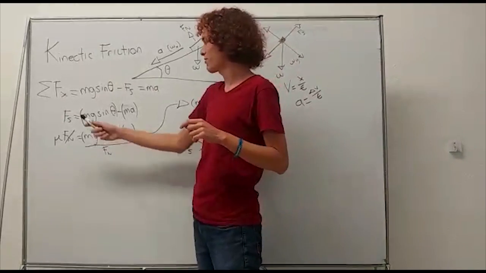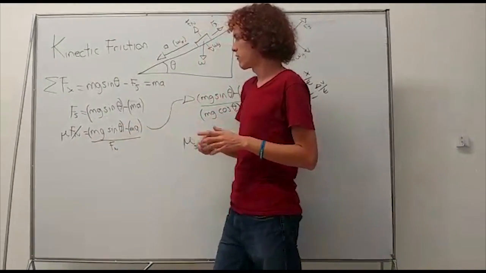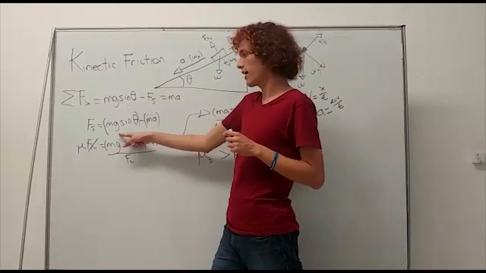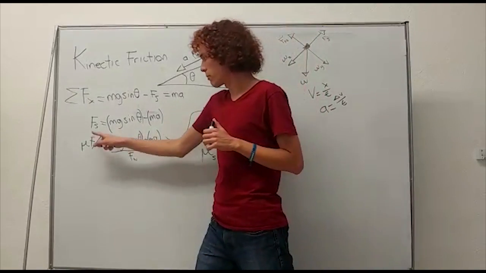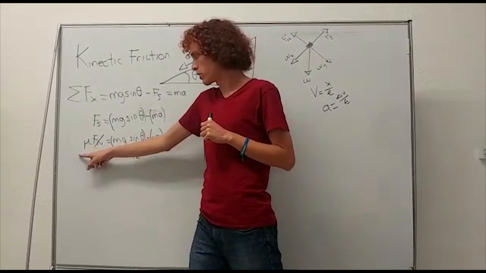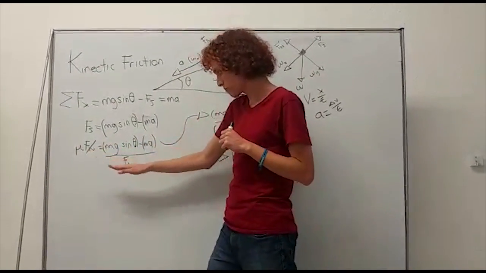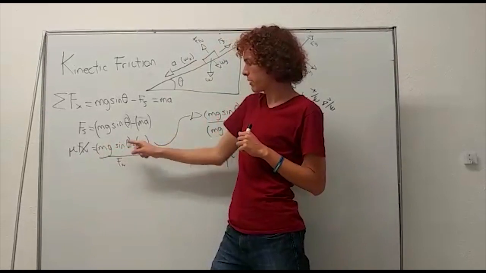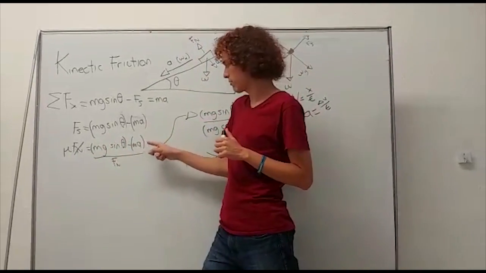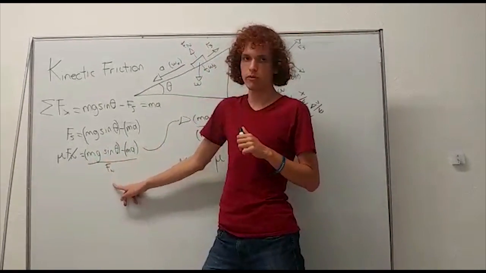Now, we're going to isolate the friction force. And with that, we have weight in x minus mass times acceleration. Remember that friction is equal to mu times the normal force. We isolate mu and we get weight in x minus mass times acceleration, over the normal force.